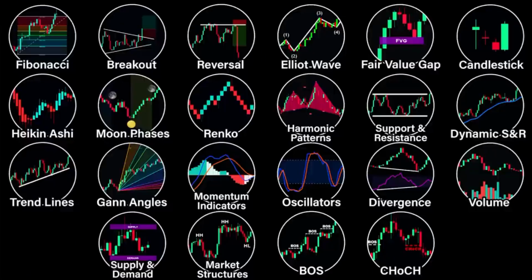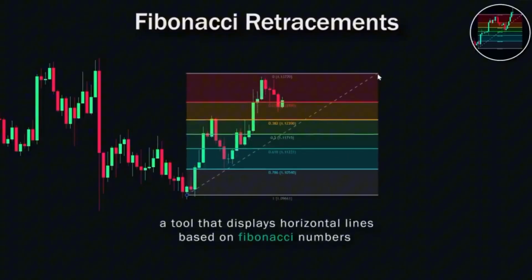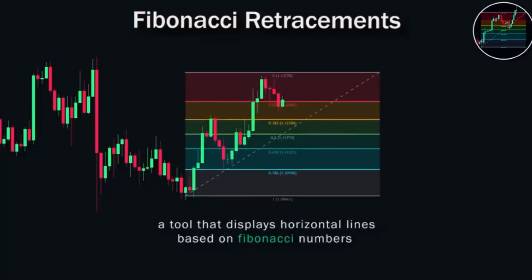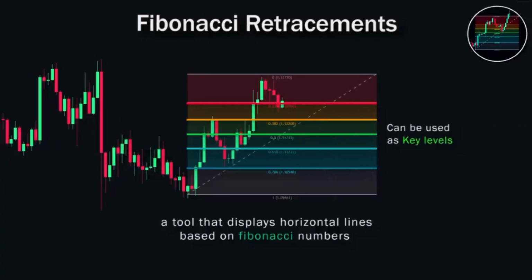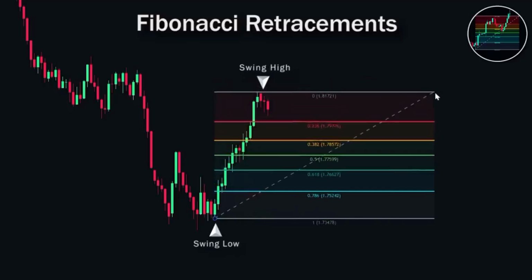Enjoy watching. Fibonacci retracements. It is a tool that displays horizontal lines based on the Fibonacci numbers. These lines could then be used as key support and resistance levels. To use the Fibonacci retracement tool, you first start by identifying a swing low and swing high on a chart. Then, drag the tool from the swing low to the swing high.